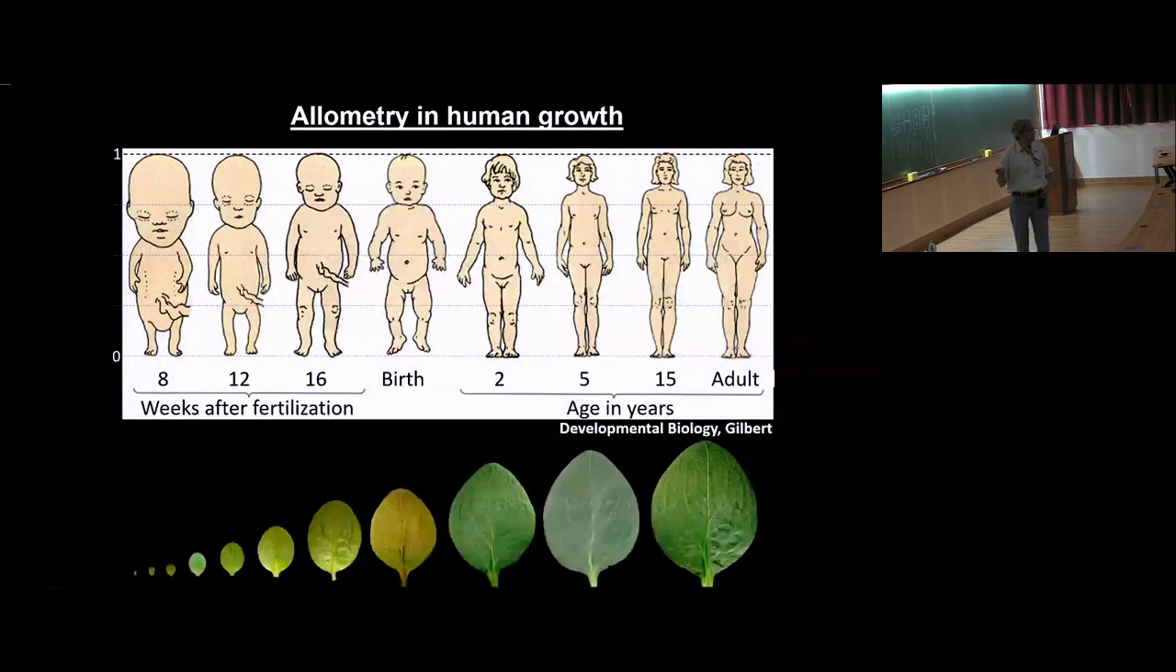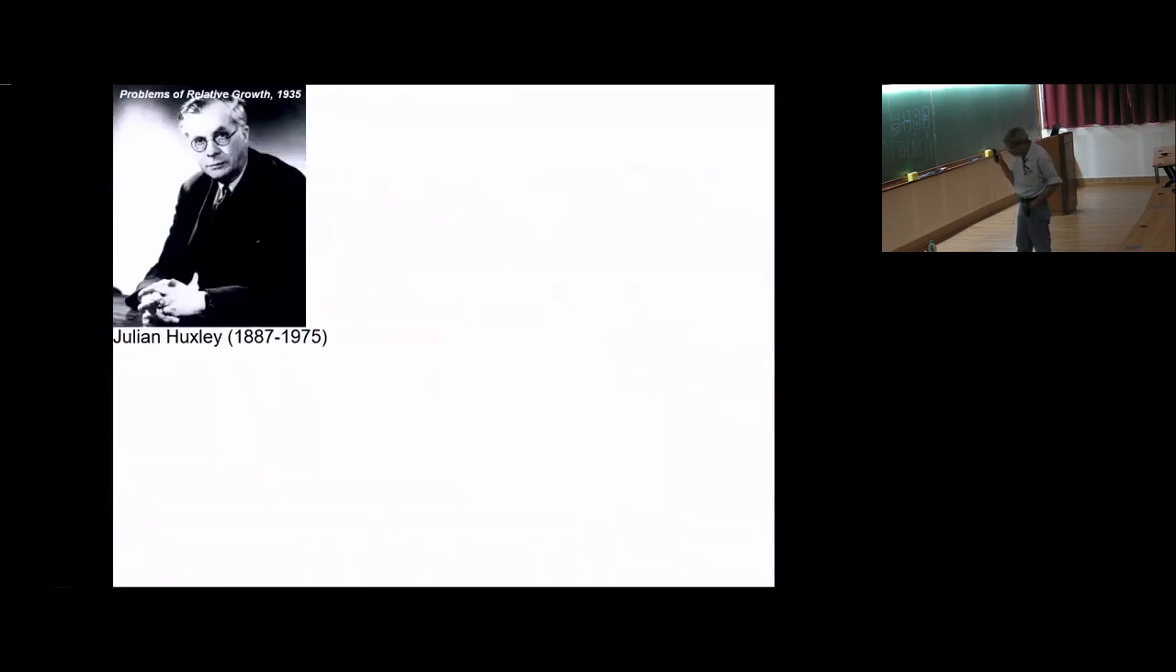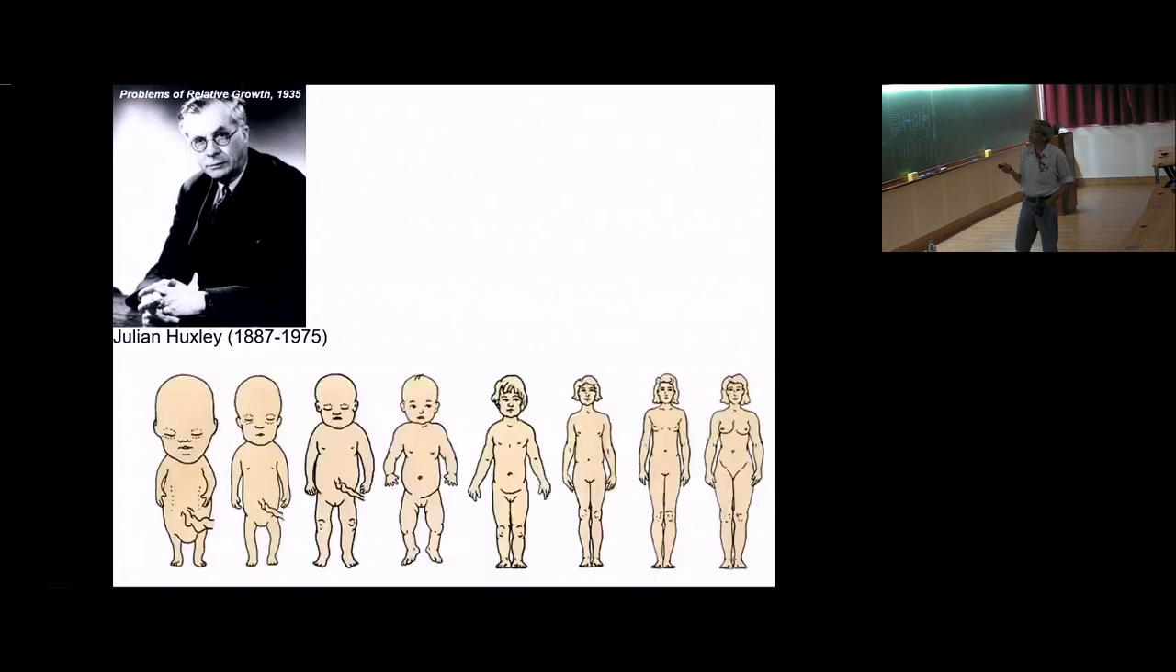Same for the leaf as well. We have seen that the leaf grows more at the base than at the tip. This study has been done for quite some time, but the first quantification of allometry was done by Julian Huxley, who, after several excellent papers, wrote a book on problems in relative growth and explained how to quantify that. I'm taking an example to explain; I'm not really saying that Huxley measured the fetus size and all.